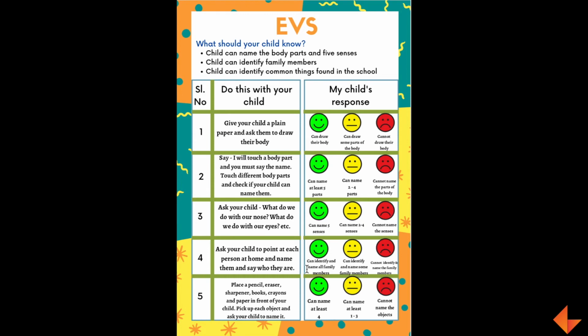So once your child has done the activity, you need to observe the child, listen to them, and mark the correct response. For example, if your child was able to do the activity, you can say the child identified and named all the members. If the child only did some of it, you can mark it here. And if the child was unable to do it, you can mark it here.